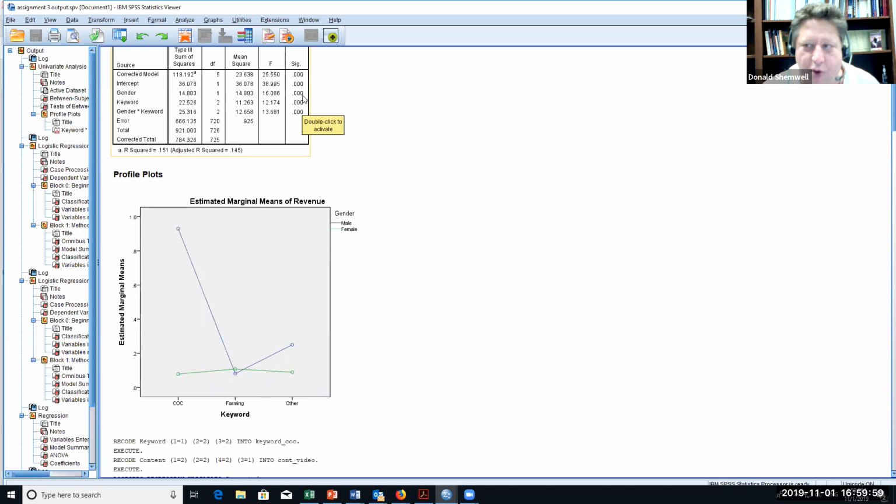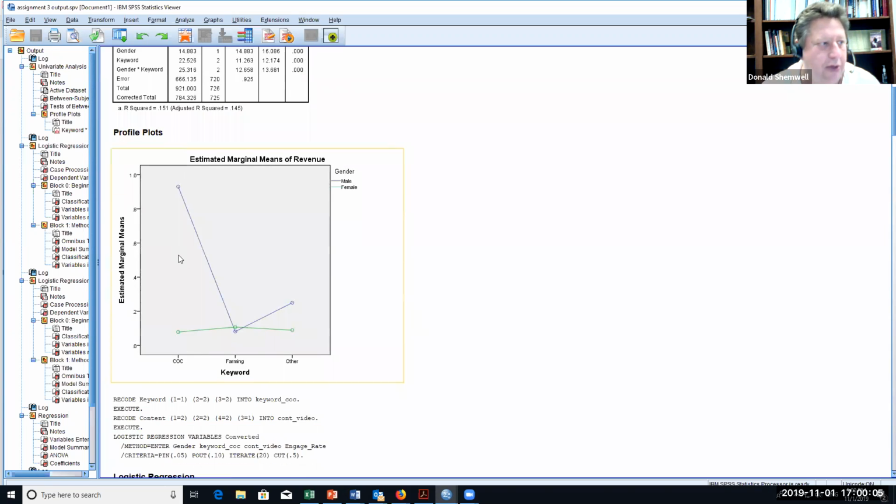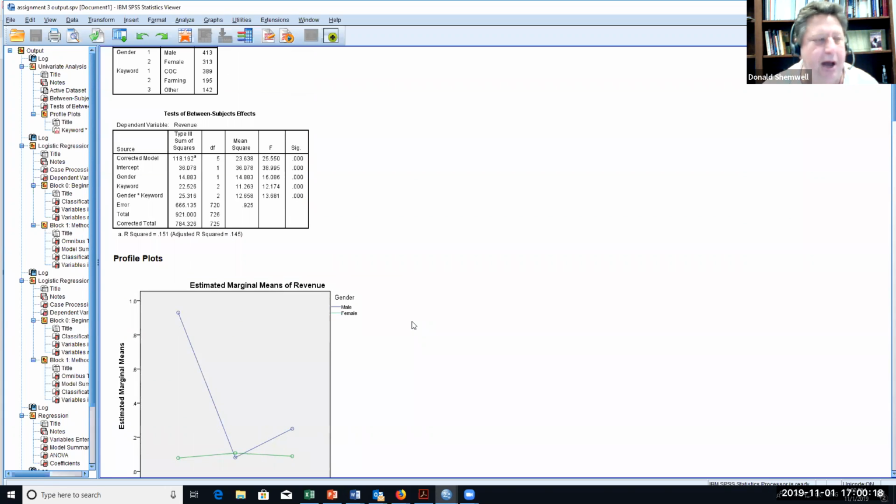So you look at whether it's significant or not, and then you tell me the nature of the relationship. In this particular case, the average of one of these 3 keywords is higher. Either this, or this is higher. And you also have to tell me whether the blue line's higher than the green line. Not that complicated.